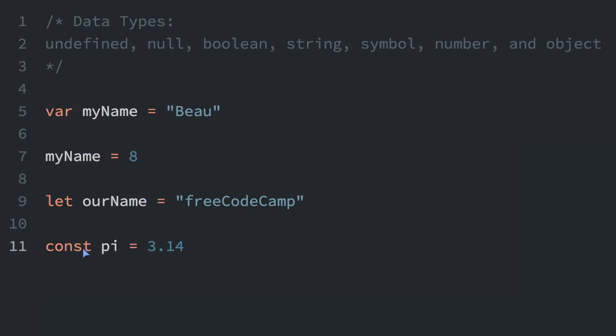Const is a variable that should never change. It can never change. Like right up here, I declared my name, but then we changed it here. It started out to be Bo, and we changed it to 8. A const, you can never change it. If you do try to change it, you'll get an error. Okay, that's all for now, but like I said, we'll be talking more about the different types of variables later.